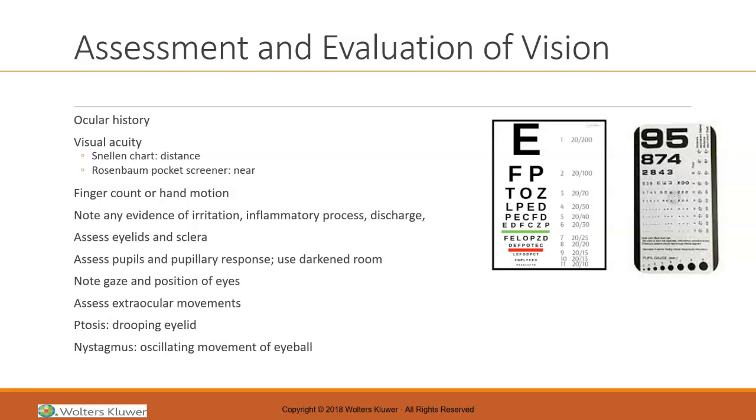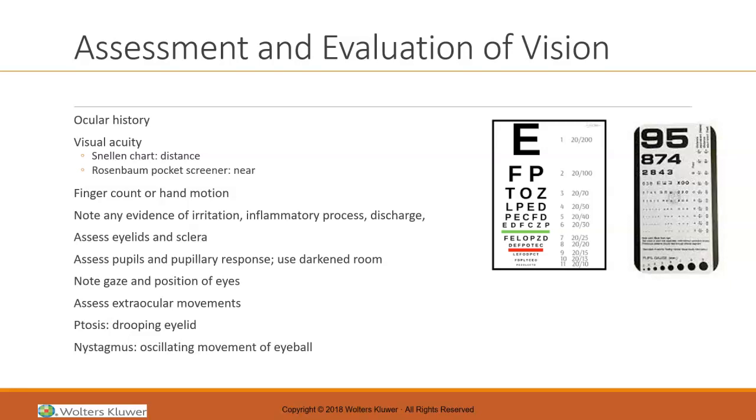There's also a Rosenbaum chart that can be used to look at the ability for eyes to recognize at near the face. You can do finger counts and hand motions. Those are very simple. Doesn't require any special equipment to do a quick assessment of a patient's general ability to see.